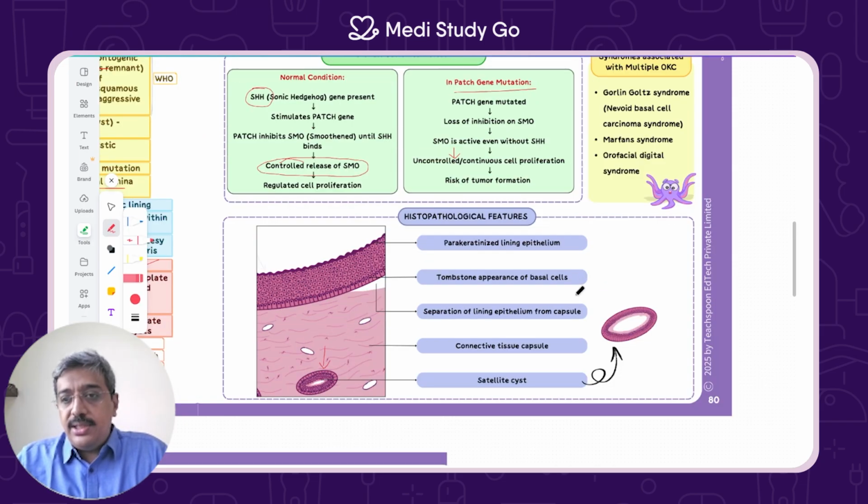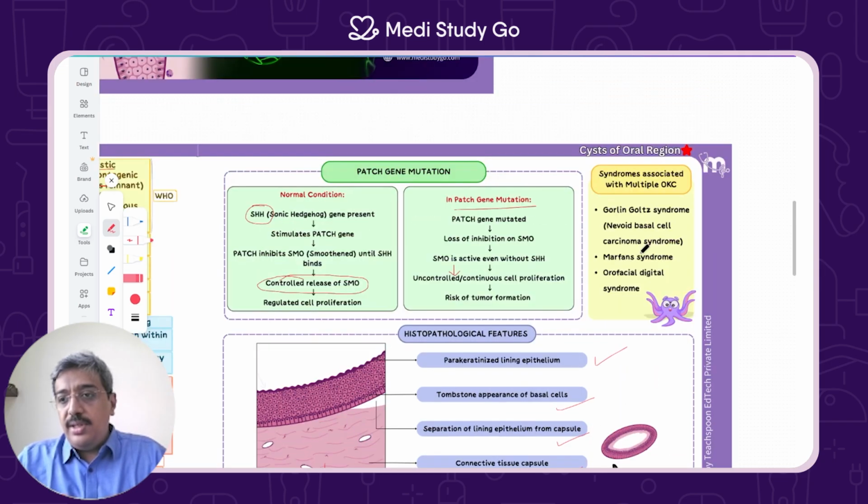So the main characteristic features you should be able to draw would be the parakeratinized lining epithelium, tombstone appearance, separation of the epithelium, connective tissue capsule which does not contain inflammatory cells, and the presence of a satellite cyst.